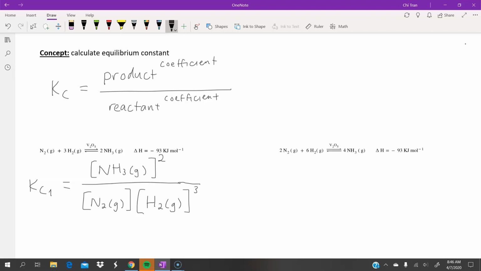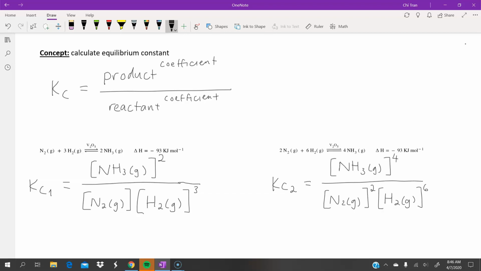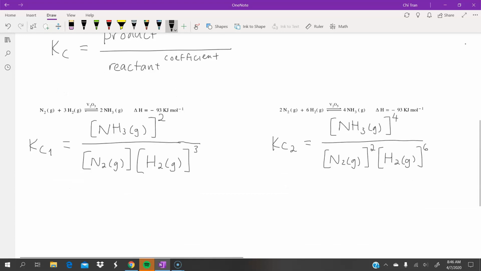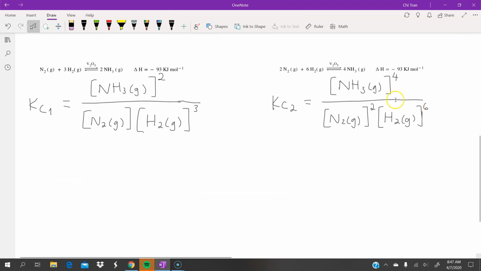Moving on to the second one, we have Kc2, and we have the products and the reactants. So that's how we calculate equilibrium constant. But now the question asks us to write this equilibrium constant in terms of K, which is this equilibrium constant. So if this whole thing is K, then we need to write this equilibrium constant in terms of K.